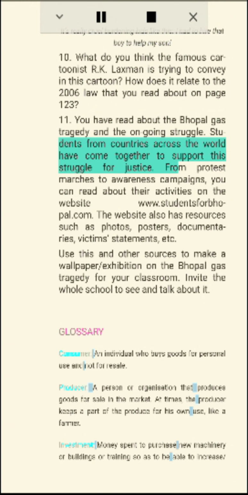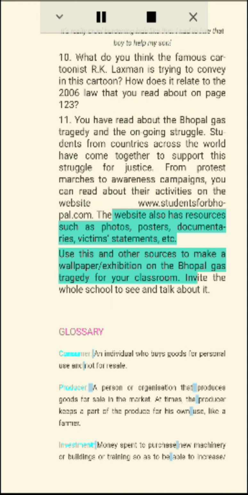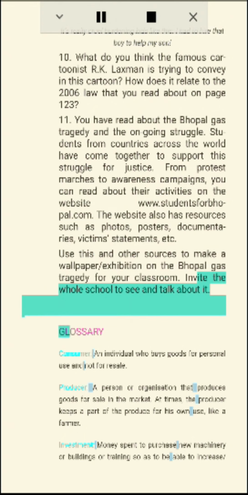Students from countries across the world have come together to support this struggle for justice. From protest marches to awareness campaigns, you can read about their activities on the website www.studentsforbhopal.com. The website also has resources such as photos, posters, documentaries, victim statements, etc. Use this and other sources to make a wallpaper exhibition on the Bhopal gas tragedy for your classroom. Invite the whole school to see and talk about it.